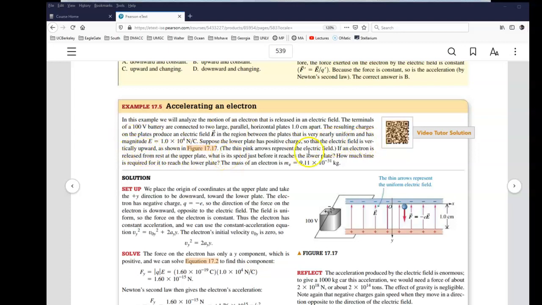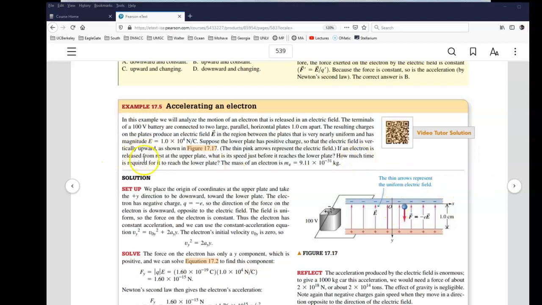If an electron is released from rest, so I'm holding the electron here. See this electron? Imagine I'm holding it between my fingers, and then I'll let go. What's going to happen to it? It's going to shoot to the positive, right? It's going to be attracted to it. So it's released from rest.